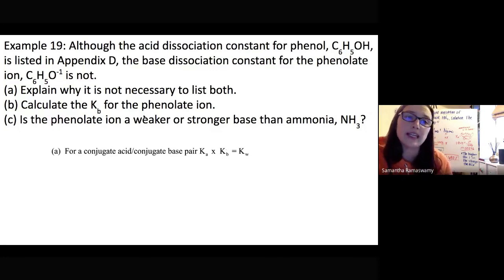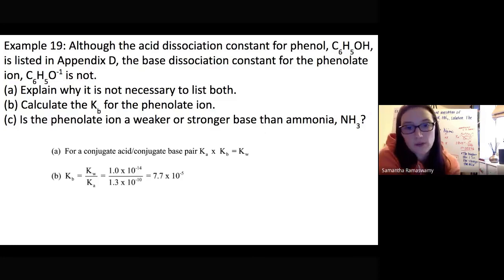So then part B says calculate the Kb for the phenolate ion. So in part B, let's use the equation. So Ka, we just said, was 1.3 times 10 to the negative 10. Right, that was in Appendix D. So Ka is 1.3 times 10 to the negative 10. We're solving for Kb. Kw is 1 times 10 to the negative 14th.